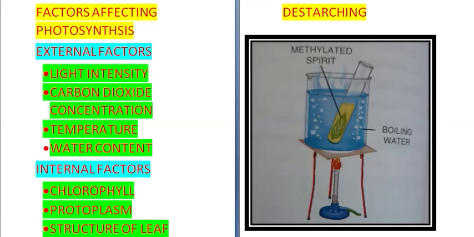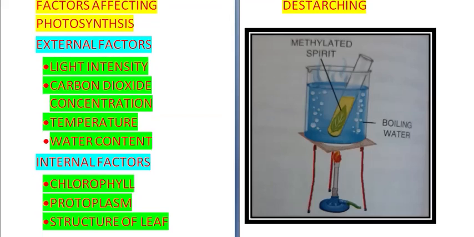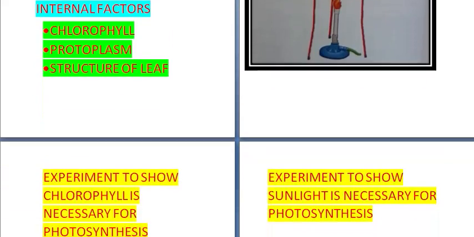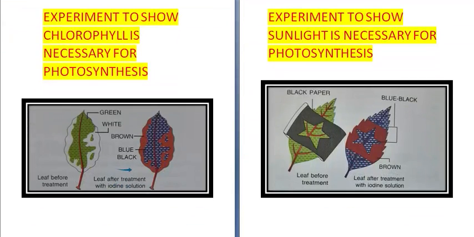So before every experiment of photosynthesis, we first de-starch the plant and test a leaf of the plant to confirm that it has been de-starched. Now let us see the experiment. Experiment to show chlorophyll. First experiment is to show that chlorophyll is necessary for photosynthesis.